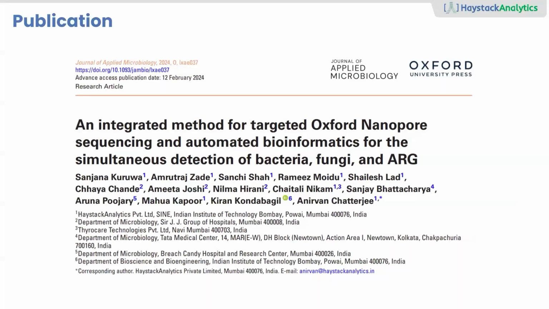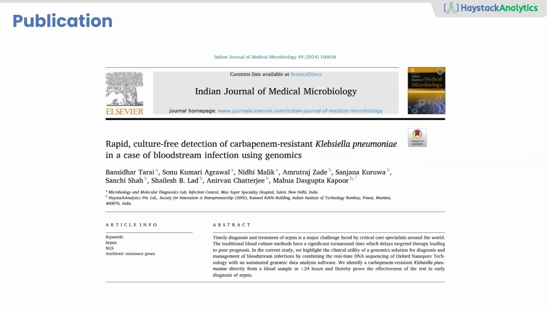So these are some of the publications. This one is an integrated method of targeted Oxford Nanopore sequencing and automated bioinformatics for the simultaneous detection of bacteria, fungi, and antibiotic resistance genes. It is the initial paper covering bacteria and fungi, but later on they have already added the viral pathogens also. Then, next slide, please.